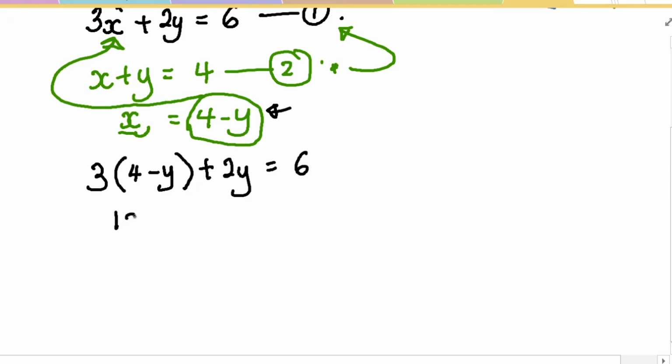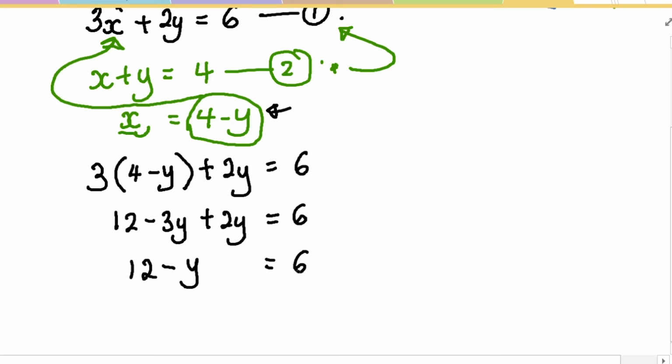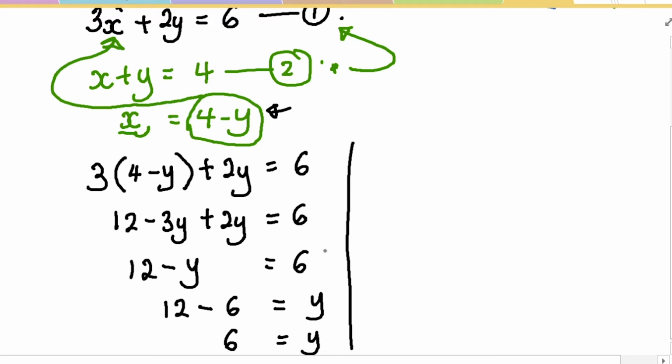3 times 4 is 12. 3 times negative y is negative 3y. That is plus 2y is equal to 6. So that's going to become 12, negative 3y plus 2y is minus y, is equal to 6. So from here, 12, 6 comes this way, it becomes minus 6 is equal to y, and that is minus y is equal to minus 6, so y is equal to 6. So we've gotten our value of y as 6.